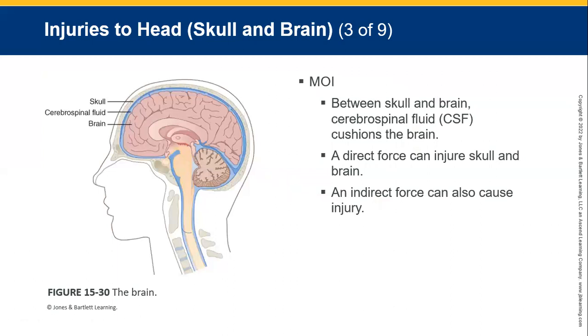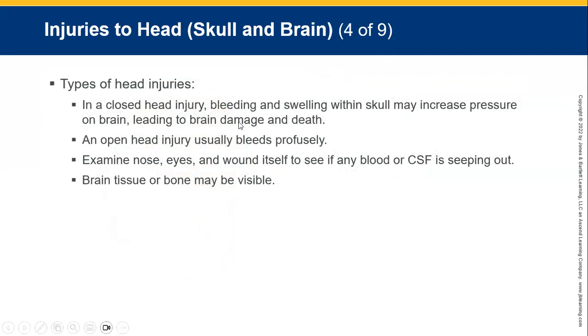Between the skull and the brain, there's cerebrospinal fluid. There are certain membranes, three in fact, that surround the brain. Direct force to the skull and the brain, things like concussion, contusion of the brain, and subdural hemorrhage will all be things to be concerned about when you find a head injury. In a closed head injury where there's bleeding and swelling within the skull, the pressure on the brain will increase and could lead to brain damage, or in fact, will lead to brain damage and death if it's not seen to.